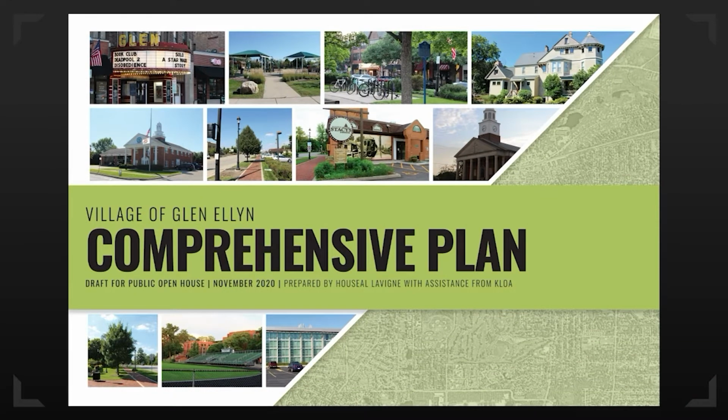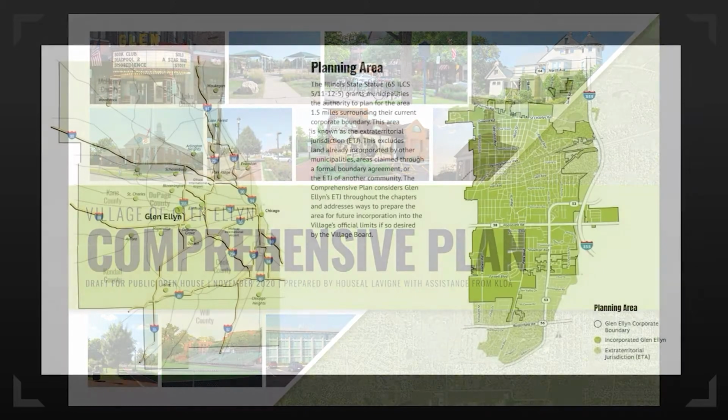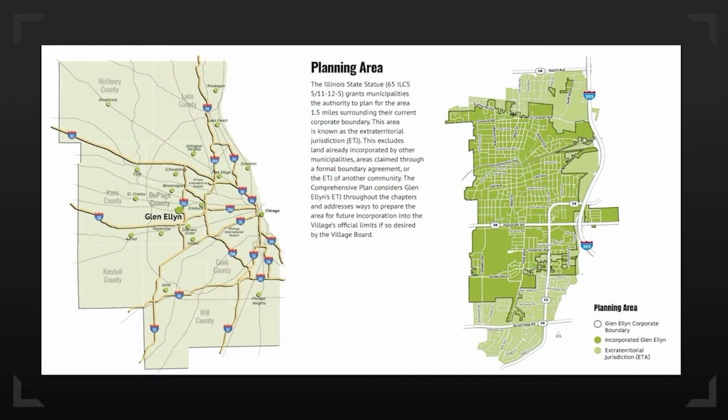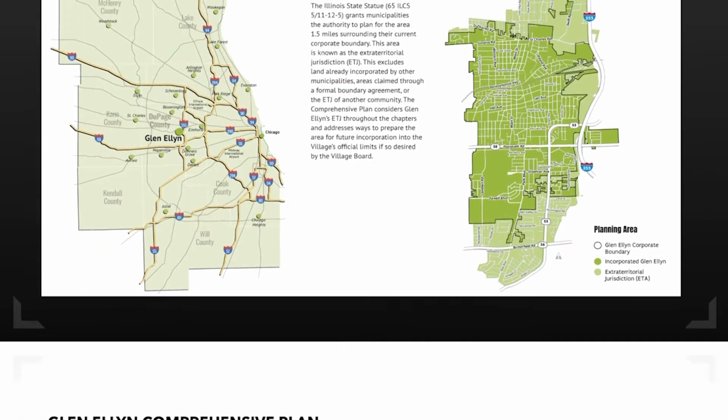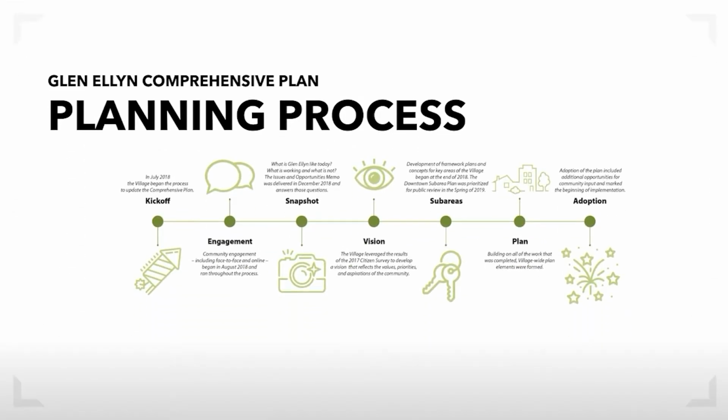So we are working with the community of Glen Ellyn, Illinois, on their comprehensive plan. Glen Ellyn is about 20 miles west of Chicago, and they've hired us to help them craft their long-range vision for their community. In undertaking this seven-step planning process, which involved really robust engagement despite COVID, we've given them a snapshot and existing conditions analysis, that long range vision. We've prepared a sub-area plan for downtown, which is the focus of this talk, as well as all of the village-wide components, and then finally adoption.